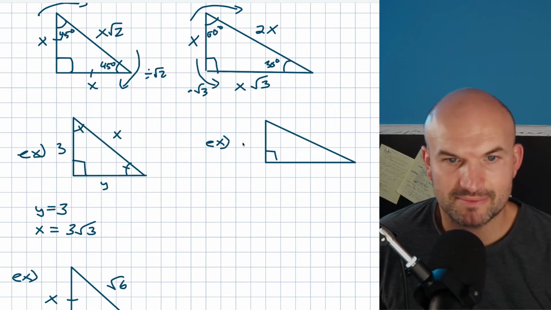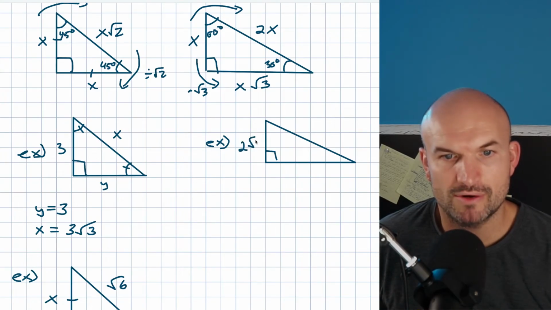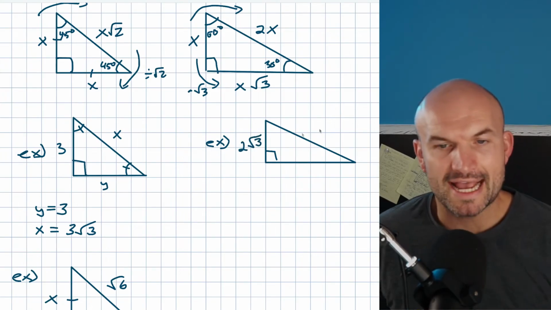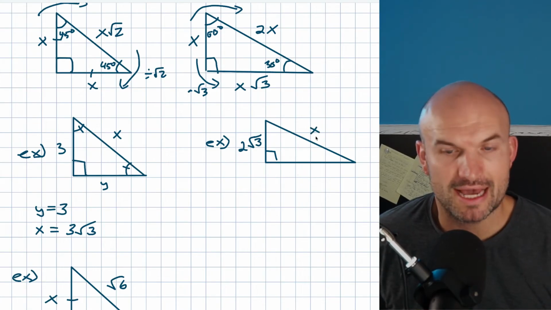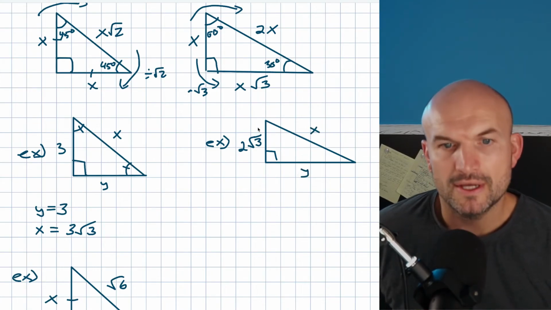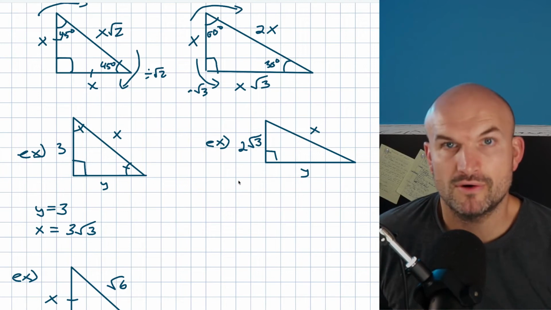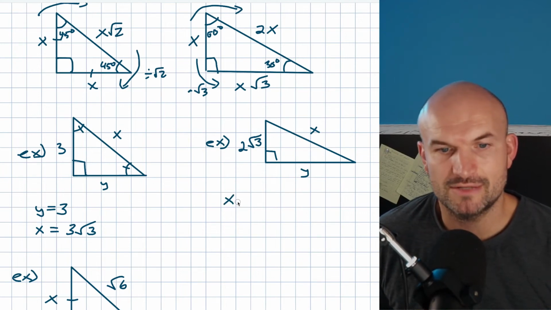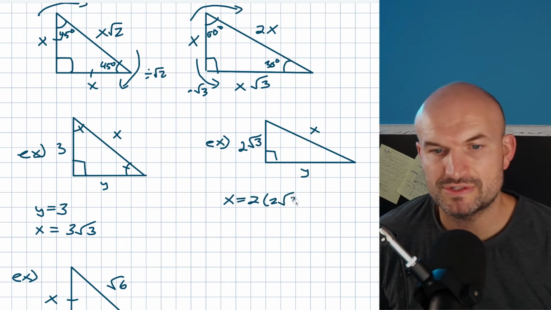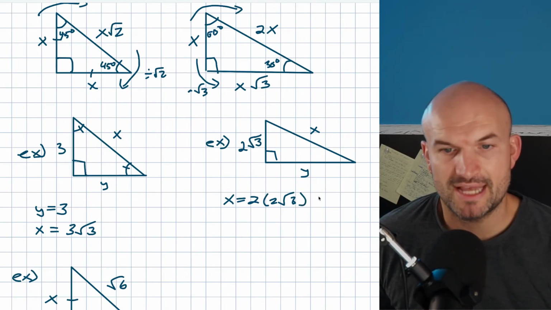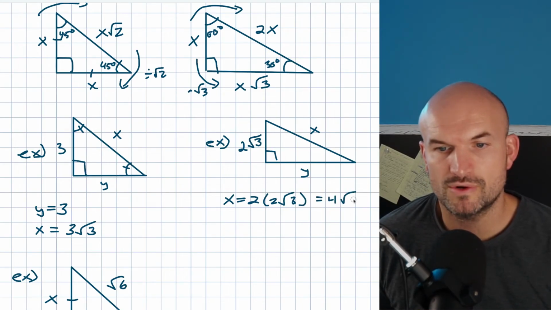So let's pretend we have something like this. Let's pretend we have a 2 square root of 3. Now that's the short leg, and I want to find the long leg, or I'm sorry, the hypotenuse and the long leg. To go from short leg to hypotenuse, it's pretty straightforward: you just multiply by 2. So x equals 2 times 2 square root of 3. 2 times 2 is 4, so that's 4 square root of 3.